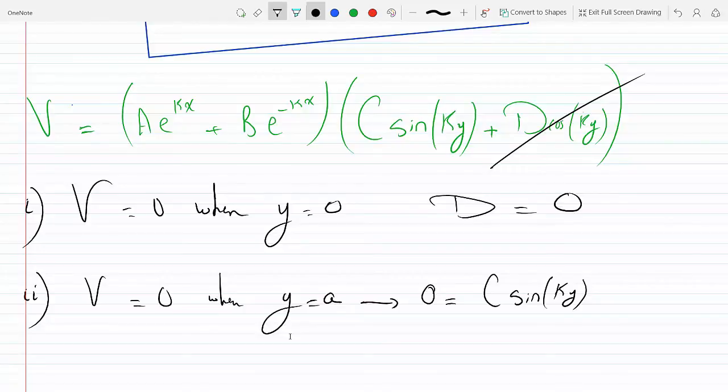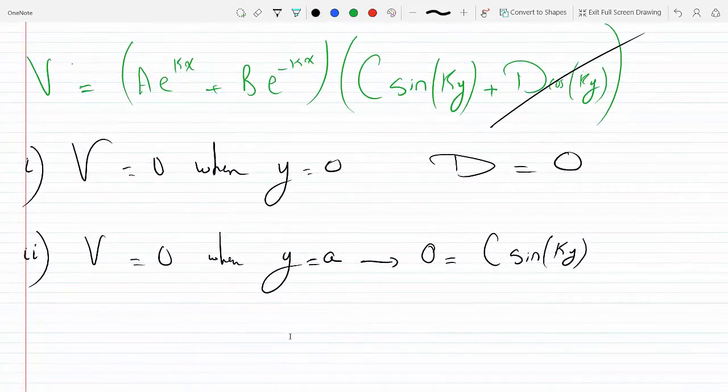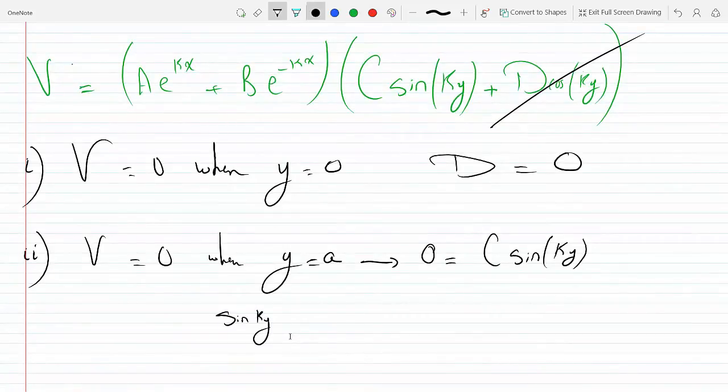has to be 0. So either c is 0, and if c is 0, this is a trivial solution. Sometimes we do need to examine if c is equal to 0, but not in this case. So that means the sine term has to be 0. That means sine ky has to equal 0.